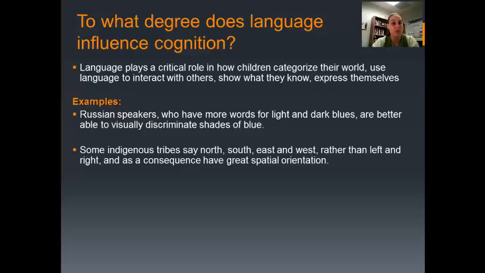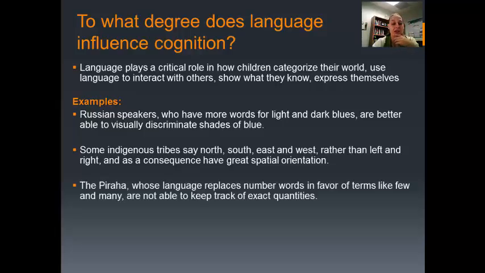Again, these are ways in which our language and our experience shape our cognition and the way that we perceive things. The Piraha have a language that replaces number words in favor of terms like few and many. So what that means is that instead of saying, oh, I have 3 apples, they won't say 3. They won't be that specific.